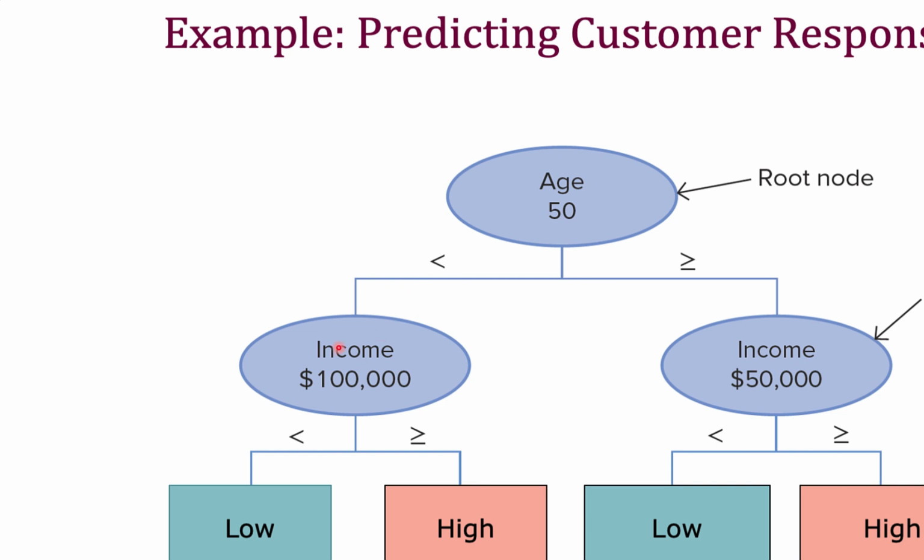Okay? So the next thing I want to look at is the income, and the threshold is 100,000. Let's say the income level of this new location on average is 200,000. Then it's greater than this threshold, so I will go to the sub-branch to the right. And that's how I make a prediction. So at the leaf node, the prediction is high.